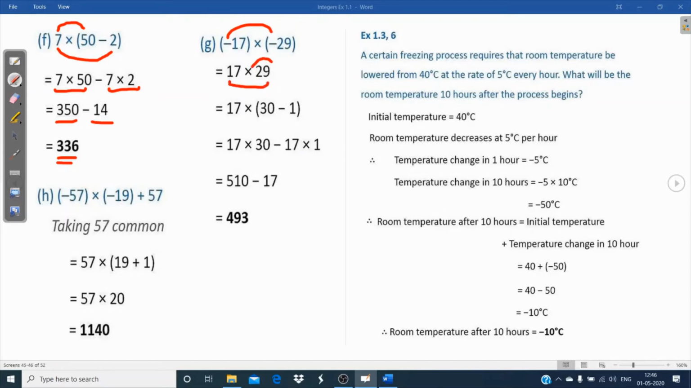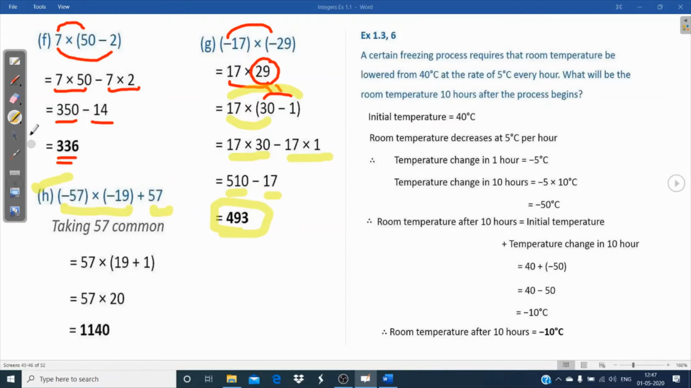Now this 29 can be written as what? 30 minus 1. So 17 multiplied by, instead of 29, what am I replacing? 30 minus 1. So again, distributive property of multiplication over subtraction. First 17 is multiplied by 30, so I've written here. Then 17 is multiplied by 1, minus sign between. When you multiply these two terms, you will get 510, minus sign as it is, 17 ones are 17. So after subtraction, what will you get? 493.